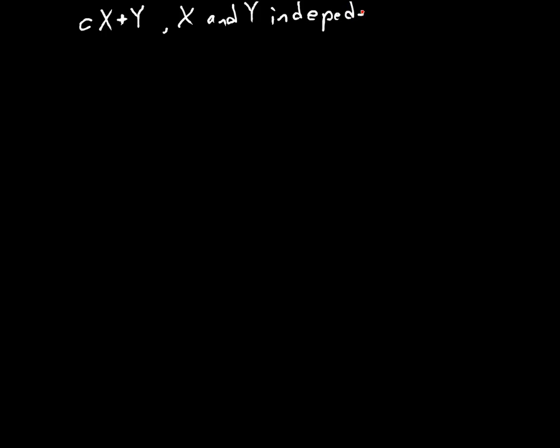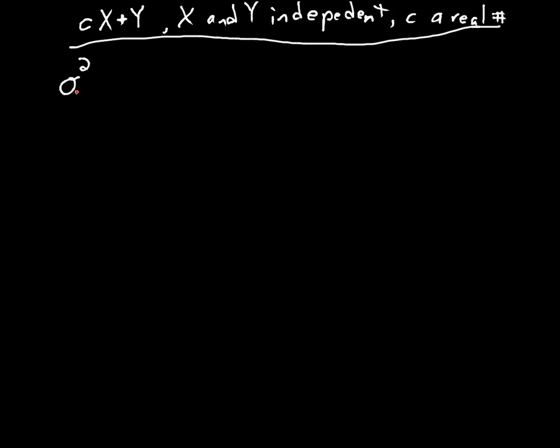It does distribute over sums, but constants don't exactly pull through. Something happens to them when they pull through, and we'll see exactly what that is. Okay, so we're looking for the variance of this random variable, cx plus y, assuming x and y are independent, discrete random variables. Okay, so the variance of cx plus y I'm going to denote by sigma squared with a subscript of cx plus y.